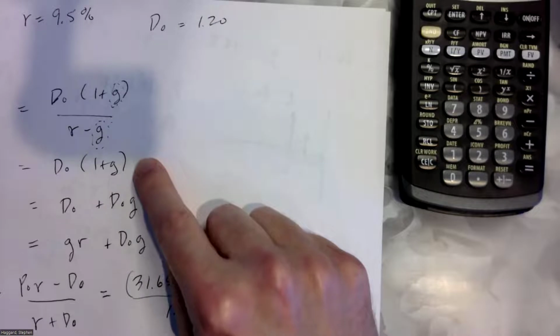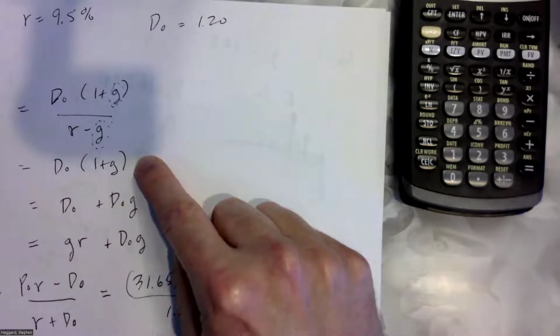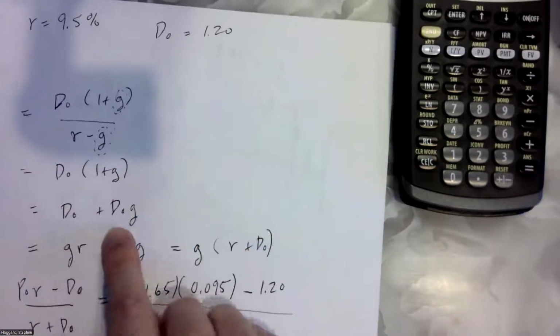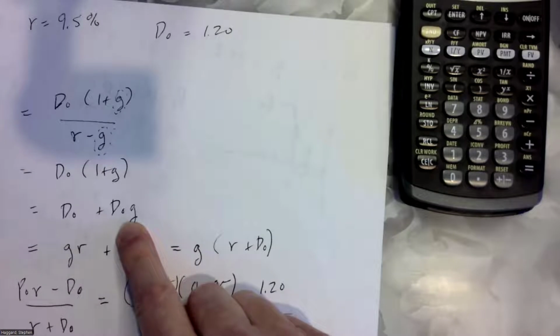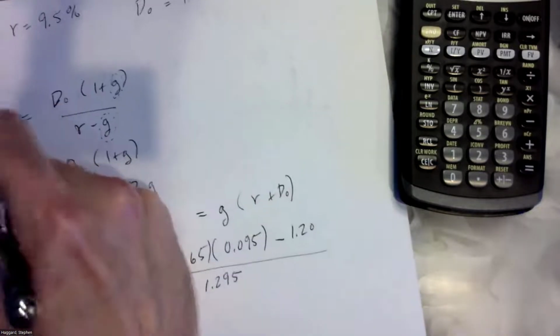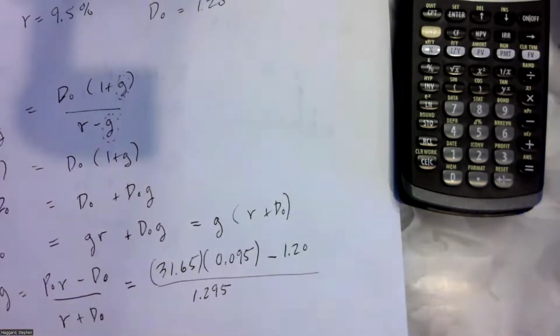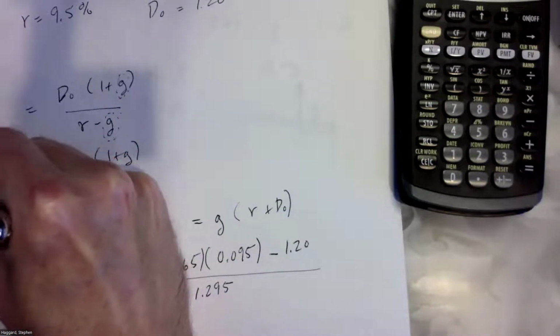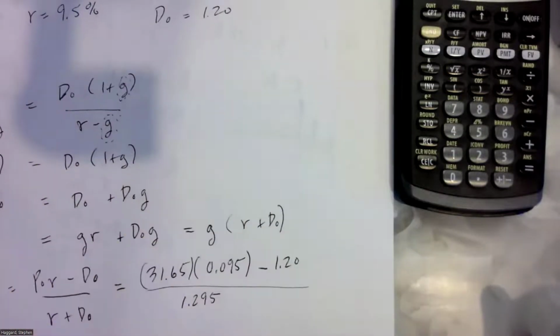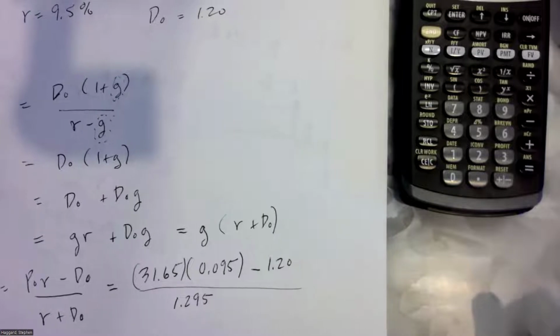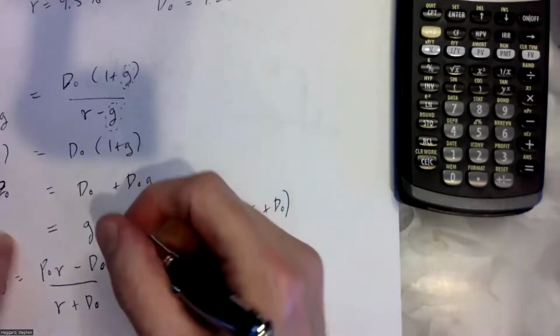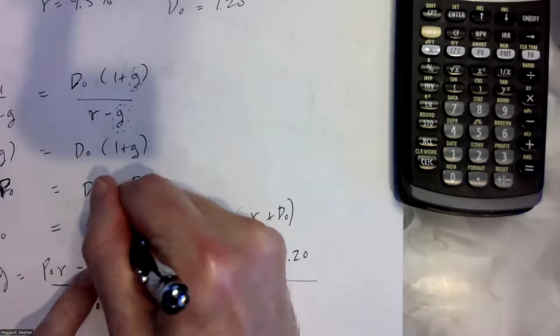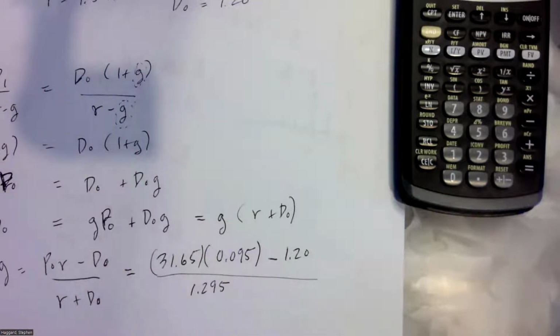So I multiplied both sides by r minus g. I distributed that, D0 plus D0 g. Oh, there it is. There we go. Okay, so now, instead of moving GR over, I've got GP0. Does that look right?